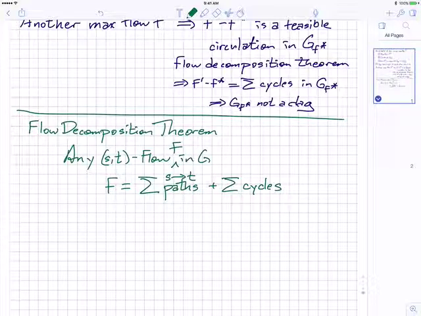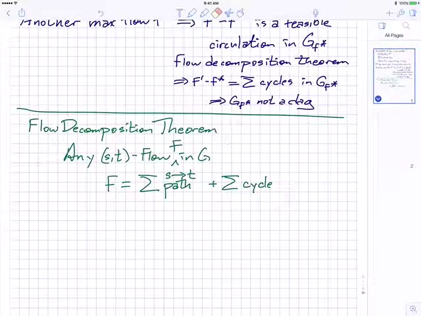And similarly, when I say cycle, I'm really equating the cycle with a special kind of flow that has some fixed value on every directed edge in that cycle, and 0 on every edge that's not in that cycle. In the notes, the way I said this, it's a sum of path flows and cycle flows.